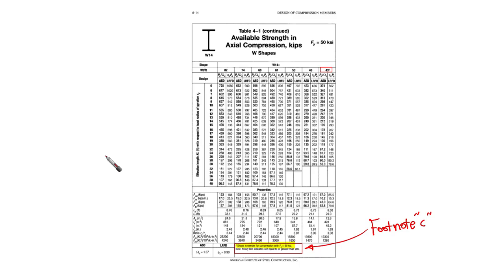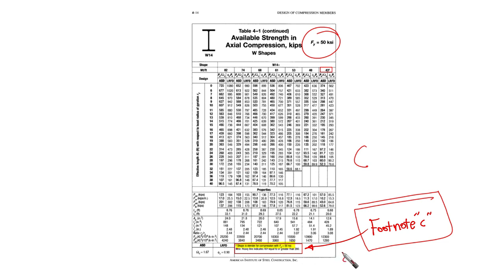So before going and explaining or summarizing these hints, this is the footnote that we usually can see at the end of the table. Here is C. You're going to find C something like this, and they said that shape is slender for compression with F y equal to 50. So under this 50, you're going to find that some shapes are highlighted with the C, as I'm going to show you maybe later in the next video.